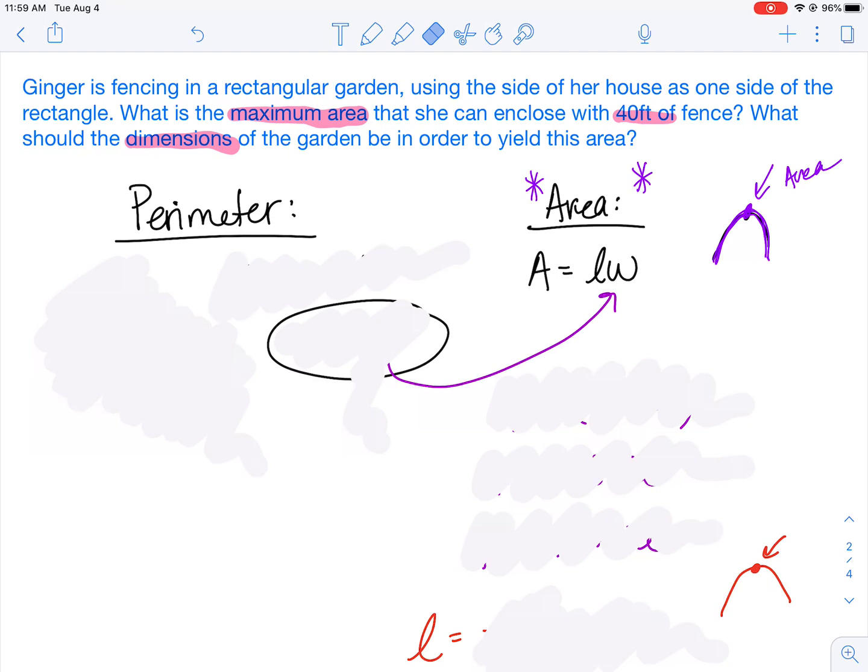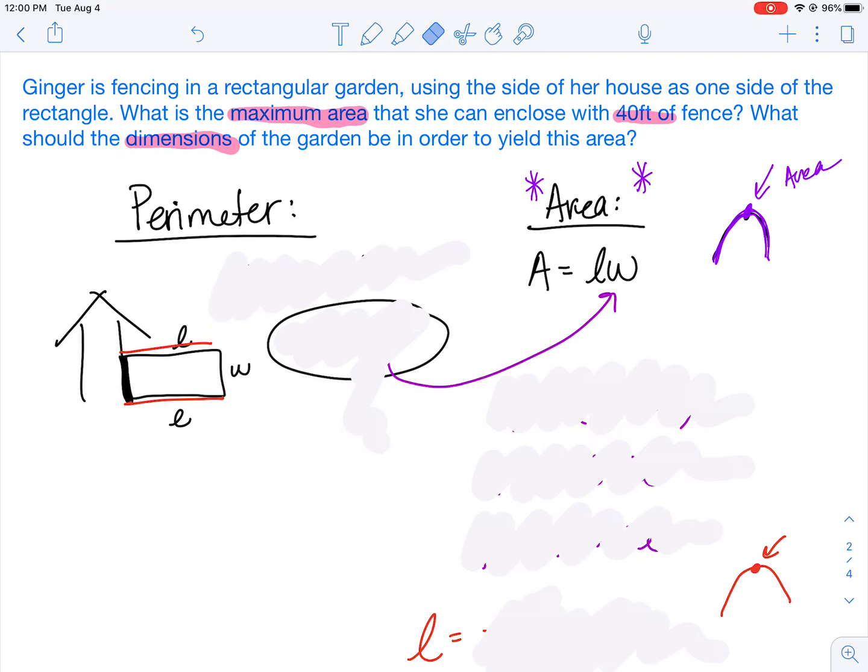So what else do we know about this garden? Well, I know that she's trying to make a rectangular garden. I know that one of the sides is going to be the side of the house. So I don't know about you, it helps me kind of draw a picture. Okay, not a great picture, but a picture, right? I know that one of the sides of the rectangle is going to be the house. So that means I have a length, a width, and a length. Not 4 sides, just 3 sides now.